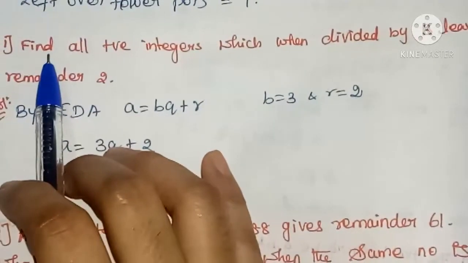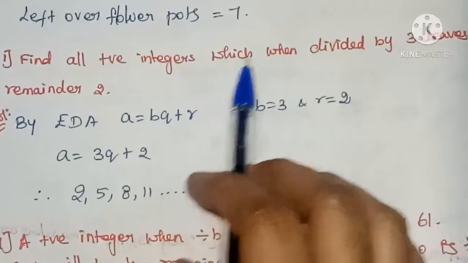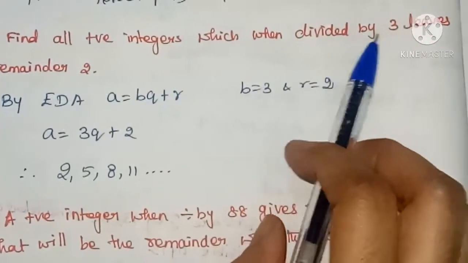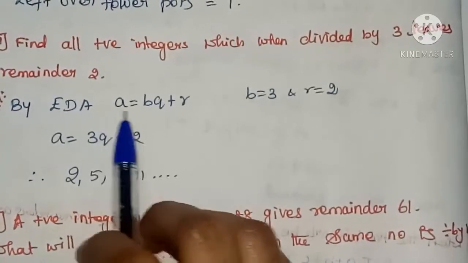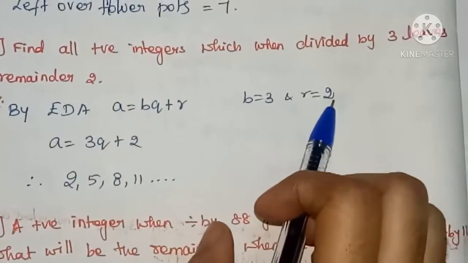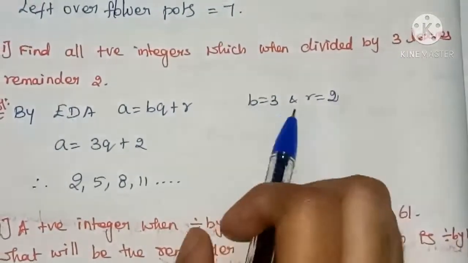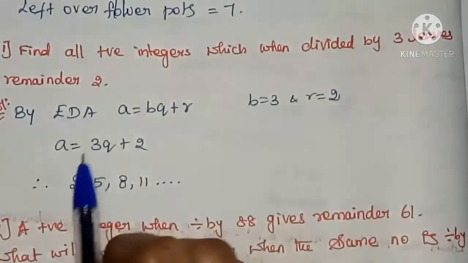Question number 1 from exercise 2.1. Find all positive integers which when divided by 3 leave remainder 2. By Euclid's division algorithm, a is equal to bq plus r. Here b is equal to 3 and r is 2. Divisor is 3 and remainder is 2. So a is equal to 3 into q plus r.